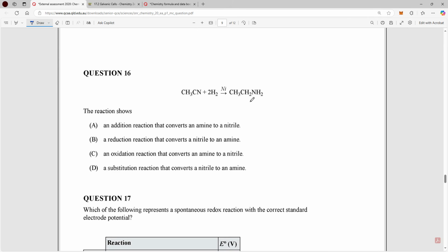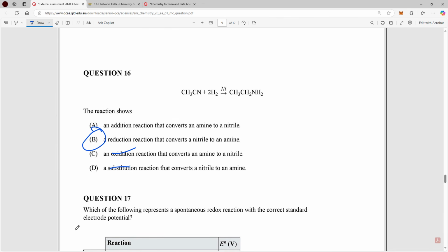All right, the reaction shows this plus 2H2 and you're producing this stuff here. I can't remember the names of these, but you can probably work it out. So straight away, we've got addition, reduction, oxidation, substitution. So it's not substitution. Oxidation, nope, not that. So it's out of reduction and addition. Nitrile to amine. So reduction, we're looking about charges potentially. So this one here, now if you put that there, it's a reduction, I believe.